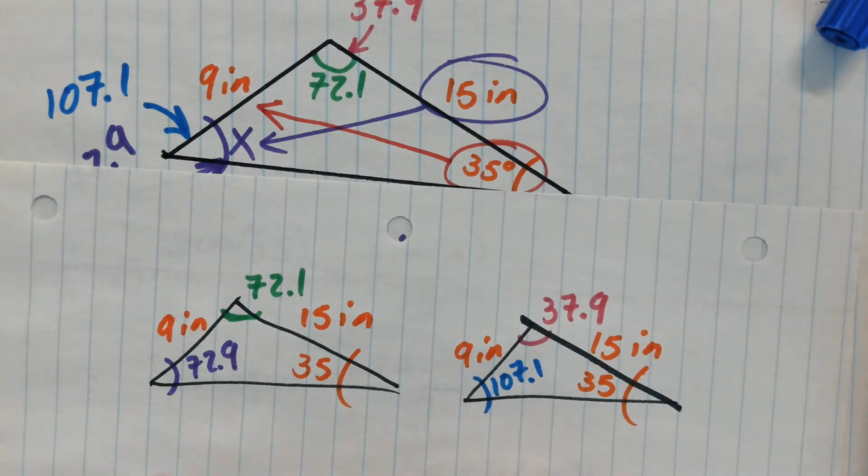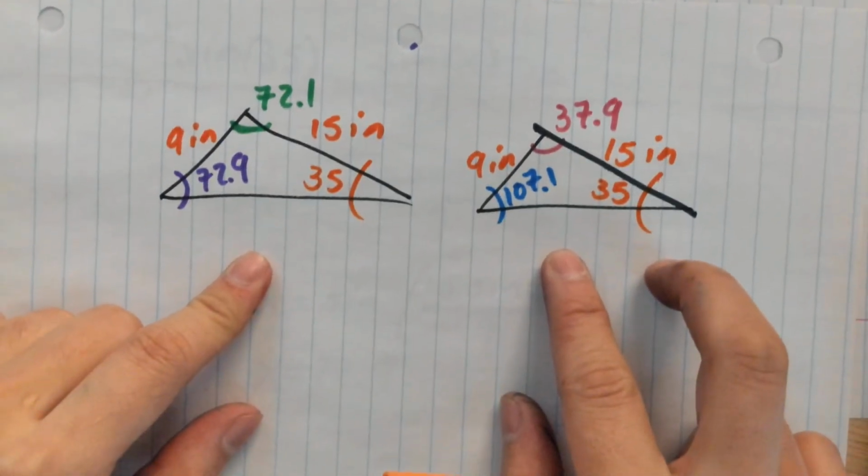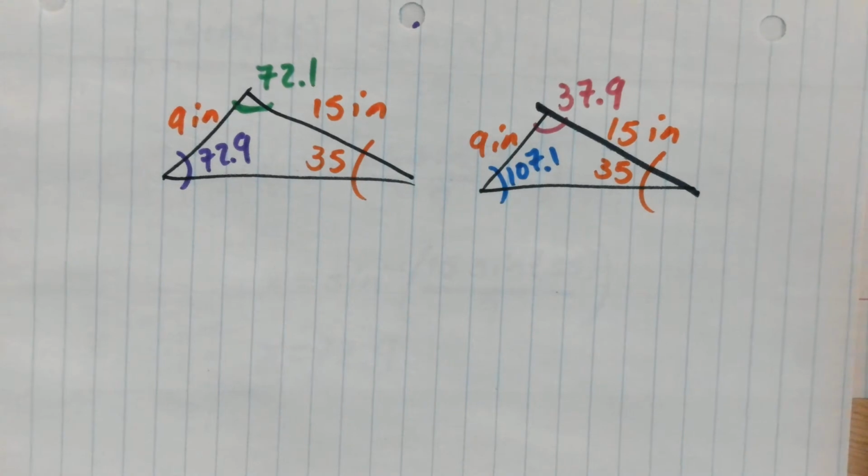But now, look at this. Now that I have the two triangles, I can use the law of sines to find the missing side lengths. Again, I hope at this point you guys should know how to do this, but let me do it just in case.